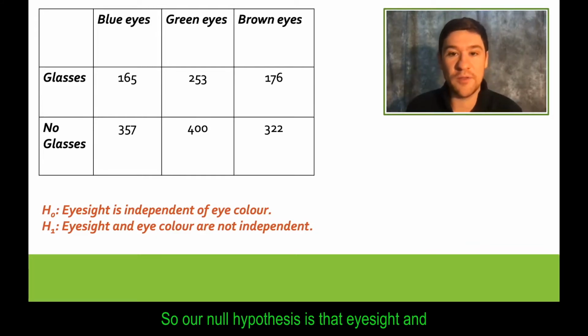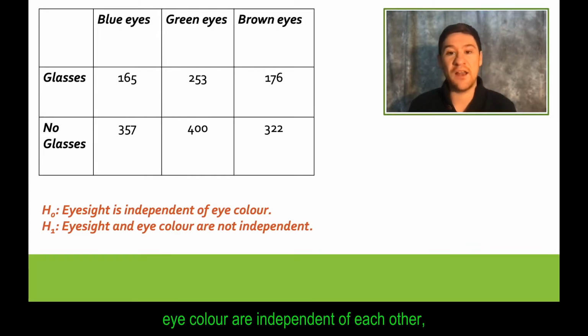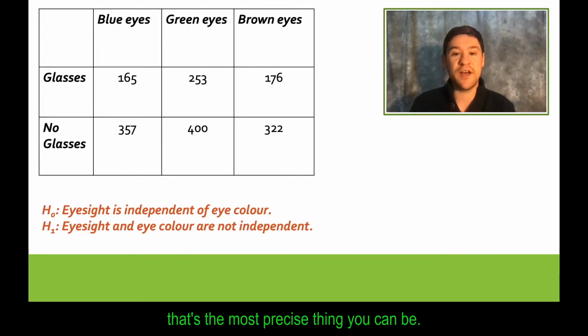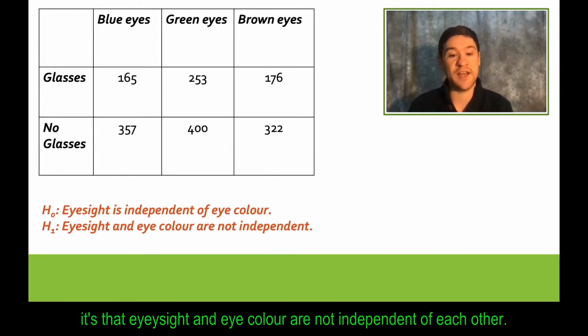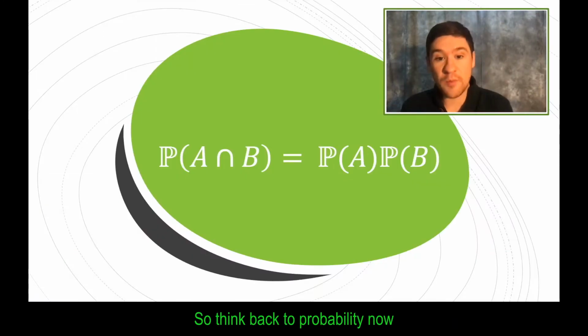So our null hypothesis is that eyesight and eye colour are independent of each other. That's the most precise thing you can be. And our alternative hypothesis is the opposite of that, is that the eyesight and eye colour are not independent of each other.